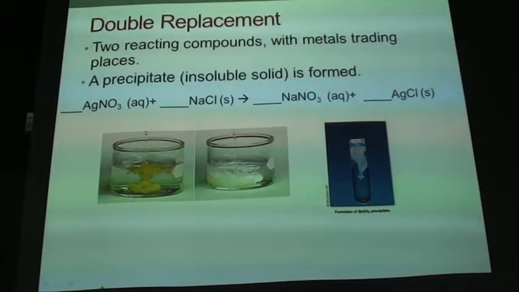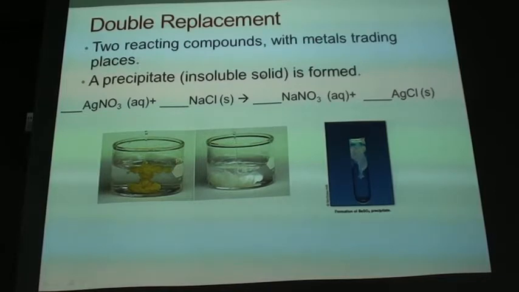One of the things that happens sometimes with a double replacement reaction is a precipitate, an insoluble solid, a new solid can be formed. Remember, a double replacement is two switching partners. So in this case, the cations will switch partners, and at the end, instead of sodium being connected to chlorine, it's connected to the nitrate.